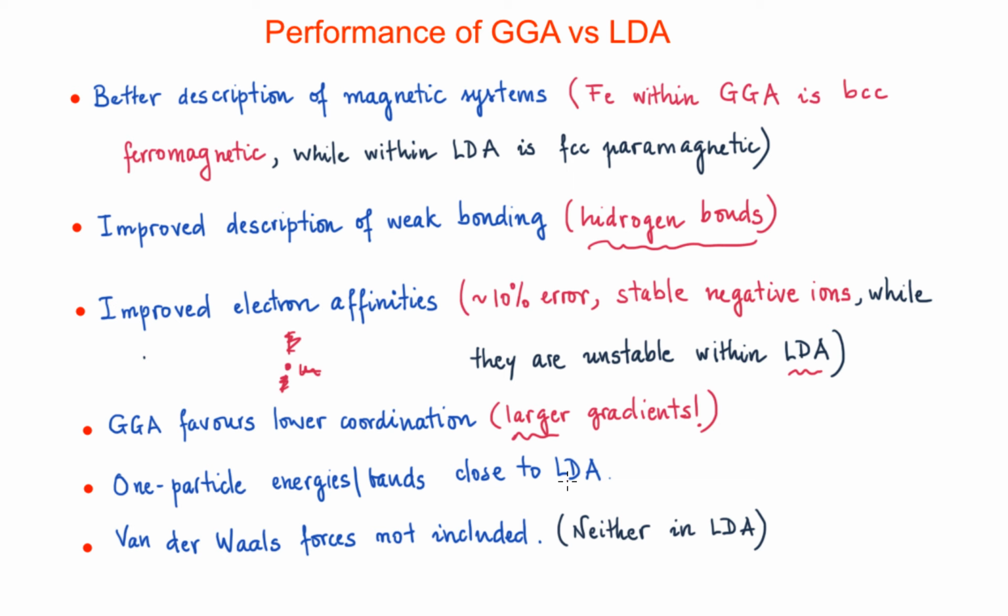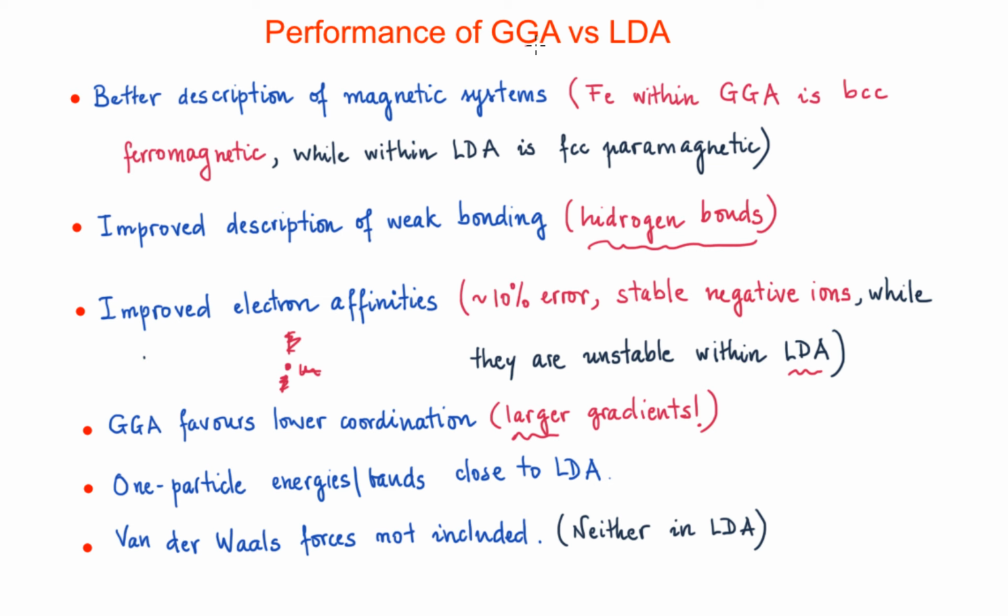And finally, it's important to have in mind that the van der Waals forces are not included in the GGA. So this GGA approximation does not describe properly the van der Waals forces. Neither does the LDA. So if you want to analyze the interaction between, for example, rare gas atoms, where the interaction between them is basically based on these van der Waals forces, they will not be properly described because they are not included in the GGA or in the LDA approximation.